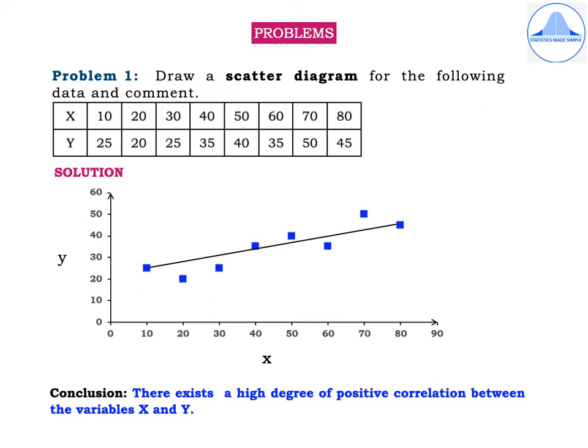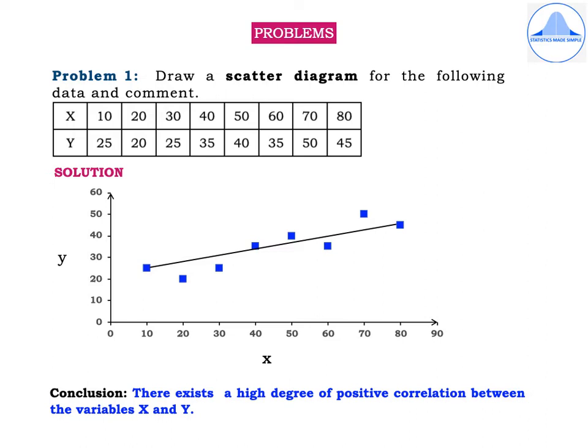Then similarly, the next pair of observations are 20 and 20. So with x as 20 and y as 20, mark the next point. Do it in a similar way. And for the last pair of observations, where x is 80 and y is 45, mark the point on the sheet of paper. Draw a straight line from the first pair of observations, that is 10 and 25, to the last pair of observations, that is 80 and 45.